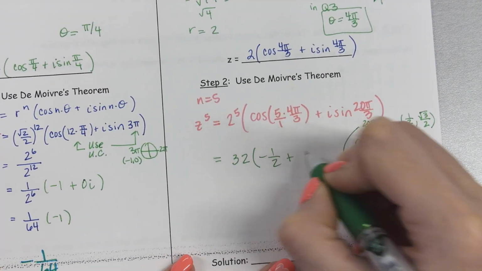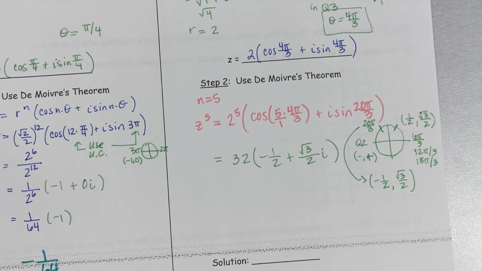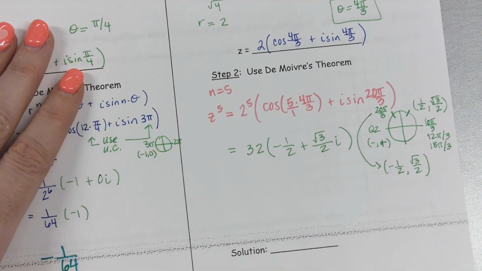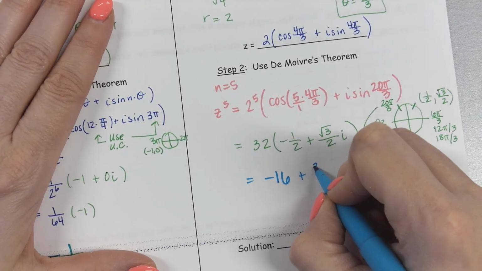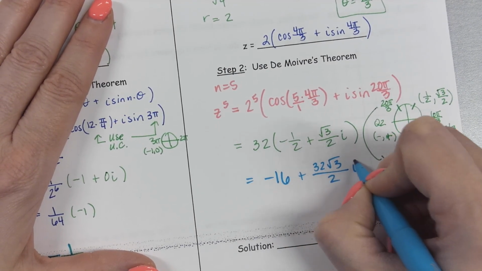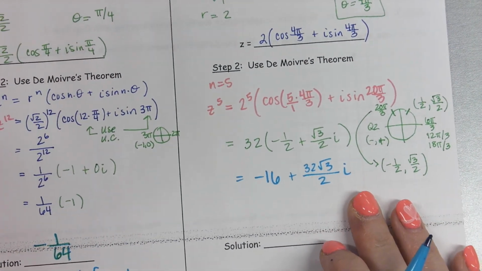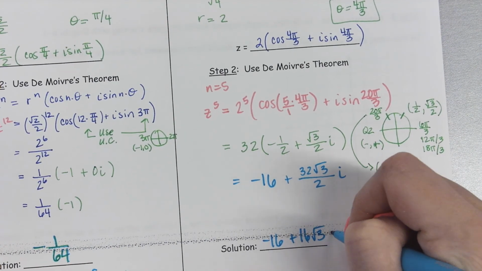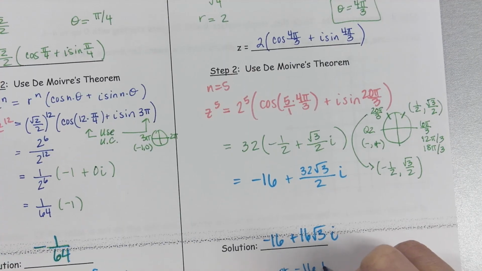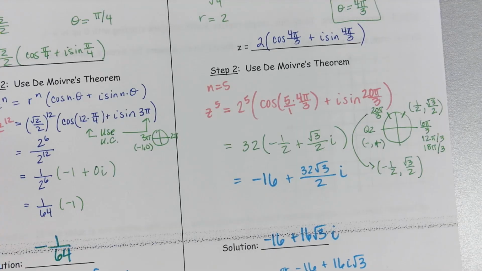So you have -1/2 plus √3 over 2i. And you do have to distribute. When you distribute, you are dividing. If you have values on the outside that can be simplified, you are going to divide them. So you should have -16 plus 16√3i, or sometimes people will put the i in front of the root. That's fine too. But your solution does need to be in binomial form.